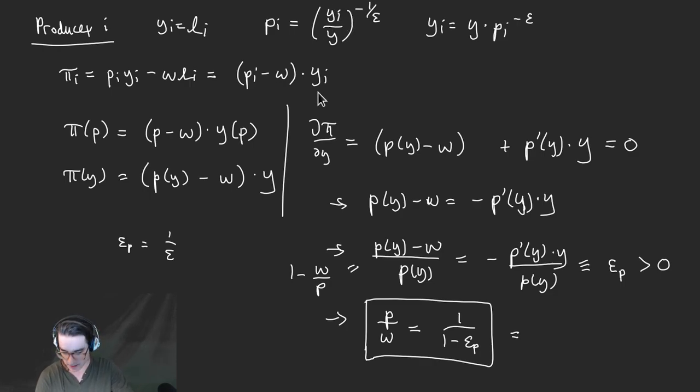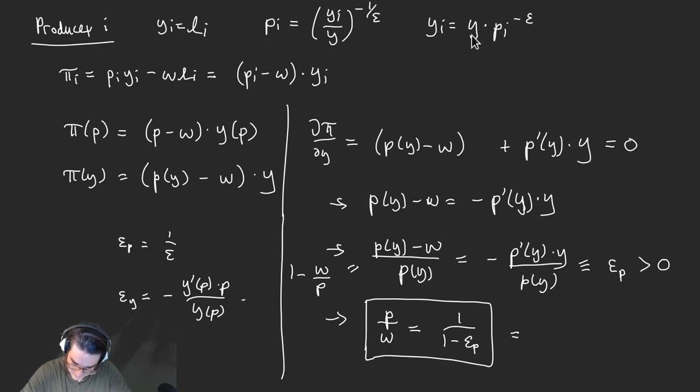Then you can also think about the elasticity of the demand function y itself. If we throw in a minus sign, that would be minus y prime of p times p over y of p. If you just look at the exponent there, it's going to be epsilon. The minus cancels, so that's going to be epsilon.